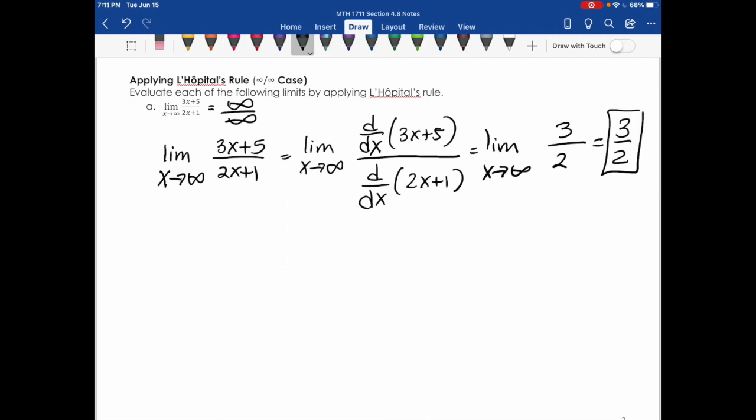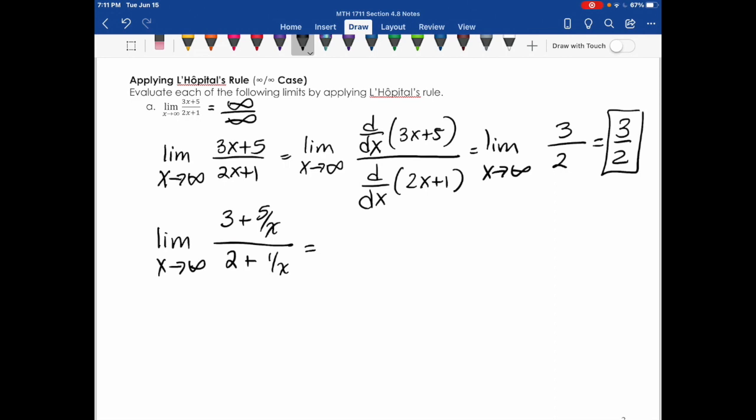Now, if you think back to, I can't remember what section it was, but we talked about doing this example without using L'Hopital's rule. So if you recall, the other way that we did it before we learned L'Hopital's rule, we would look for the largest exponent for x and divide everything by that term. So in this case, I would divide everything by x. So when I divide 3x by x, I get 3. When I divide 5 by x, I get 5 over x. When I divide 2x by x, I get 2.